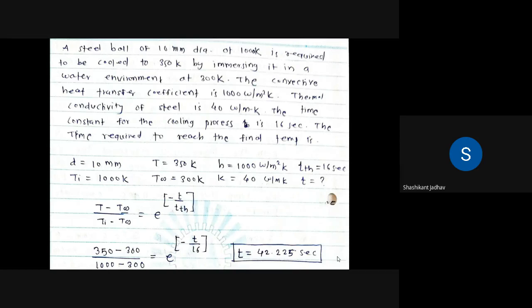So the only unknown quantity is small t, that is time. Okay, so put those values into the equation and find out the value of small t, which is the time required for changing the temperature from 1000 Kelvin to 350 Kelvin.